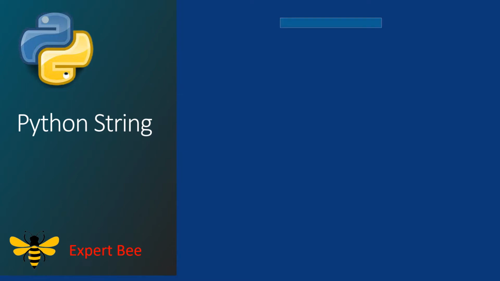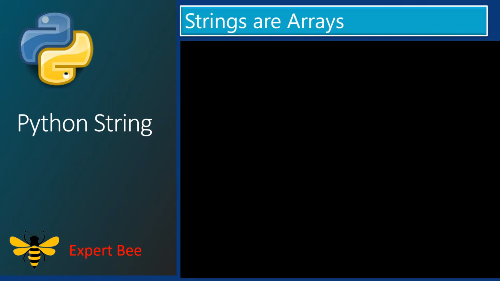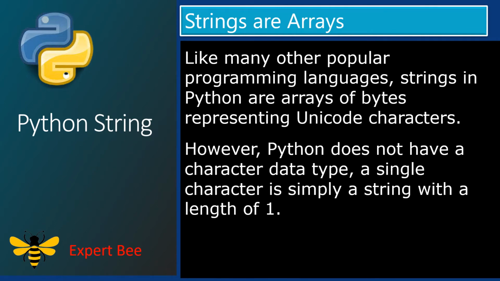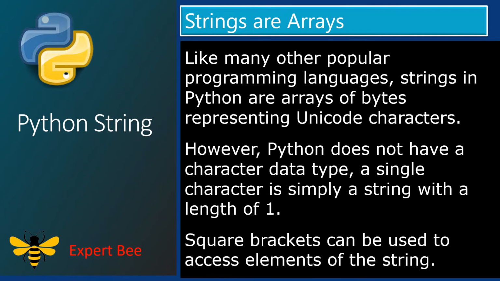Strings are arrays. Like many other popular programming languages, strings in Python are arrays of bytes representing Unicode characters. However, Python does not have a character data type. A single character is simply a string with a length of 1. Square brackets can be used to access elements of the string.